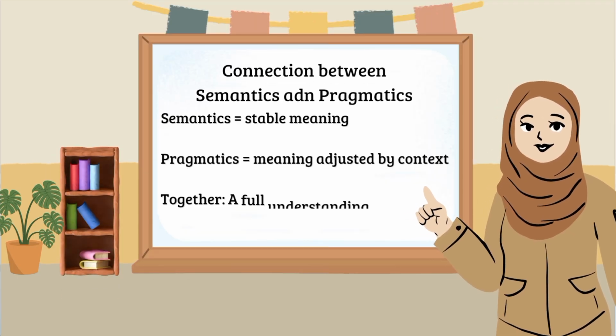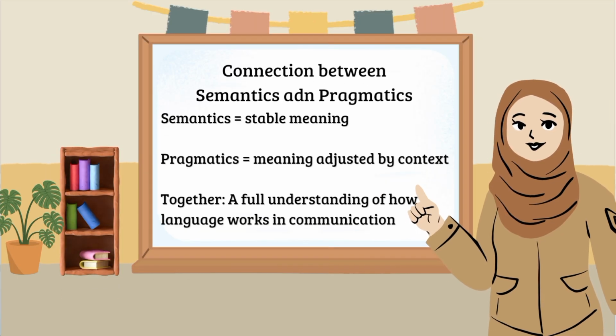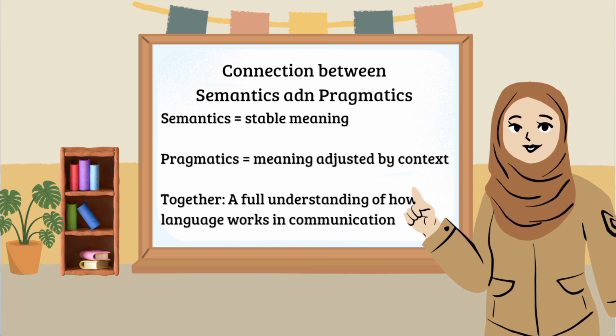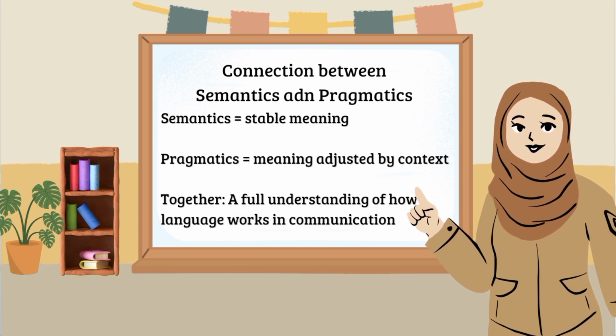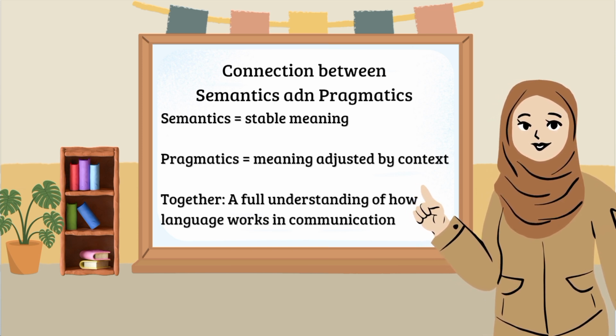So, what is the connection between semantics and pragmatics? Semantics and pragmatics complement each other. Semantics provides a basic meaning, while pragmatics adjusts that meaning to fit the context. Both are essential for understanding how language is used in everyday communication.